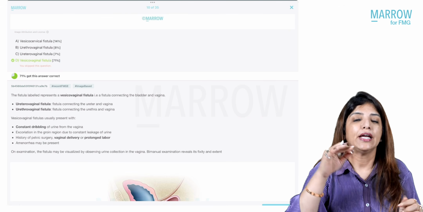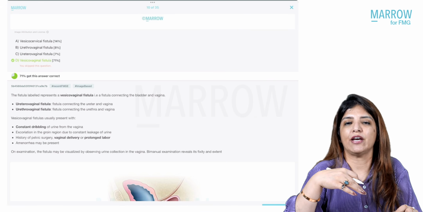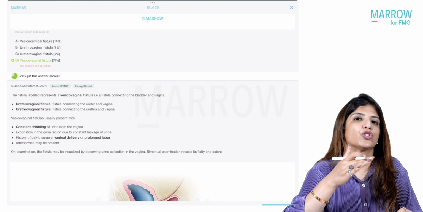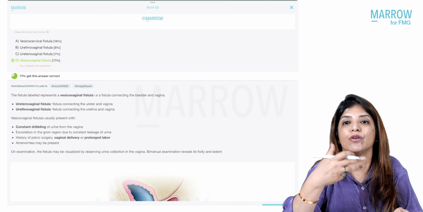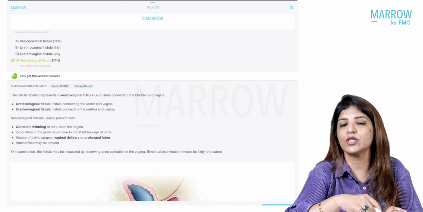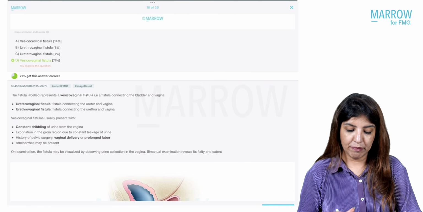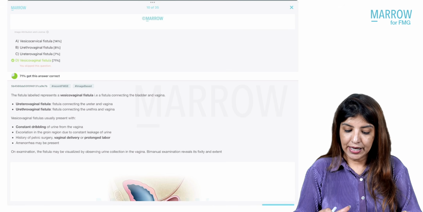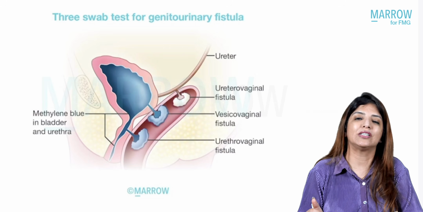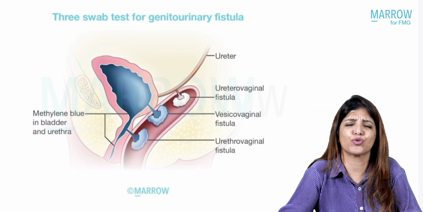Please remember, in developing countries like India, the most common cause of VVF is obstructed labor. In developed countries, the most common cause of VVF is any gynae surgery which you would have performed, right? Hysterectomies. But in India, the most common cause is obstructed labor. And at times, amenorrhea may be present, right? Now, they have also given you what happens in case of a methylene blue 3 swab test, right? So, methylene blue 3 swab test, all of you are so fond of that.